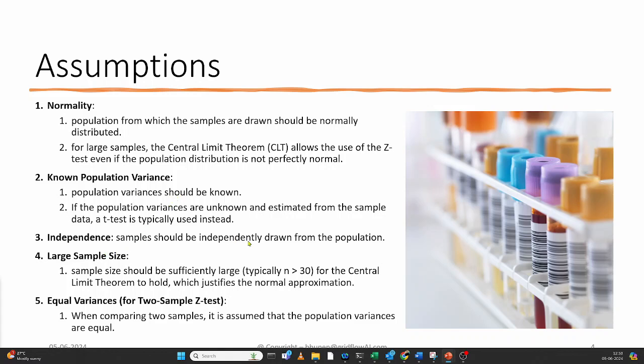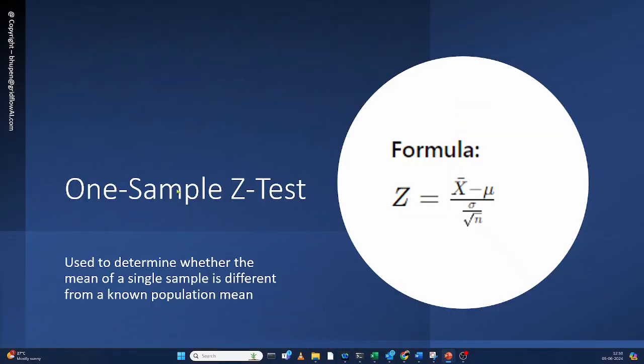The sample should be independently drawn from the population, and the size of the sample should be large, definitely more than 30. And the sample variances should be equal or similar to each other, just like we had in t-test as well. So one sample z-test, where we're talking about one sample, so that particular sample's mean and the population mean subtracted and divide by standard error. And that gives you a metric or a z-statistic here.